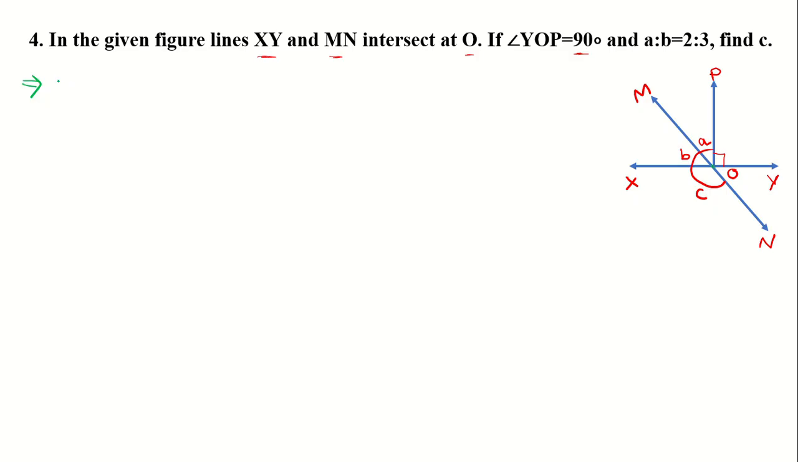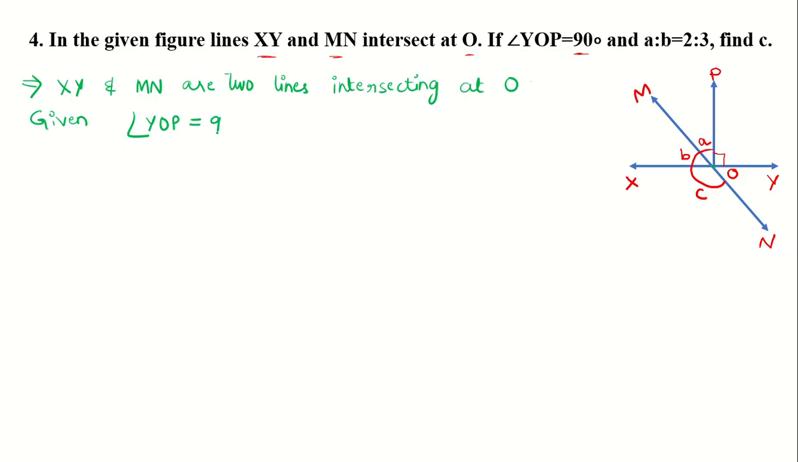First, write down xy and mn are two lines. xy and mn are two lines intersecting at which point? They are intersecting at point O, right? And it is given that angle YOP is 90 degrees.